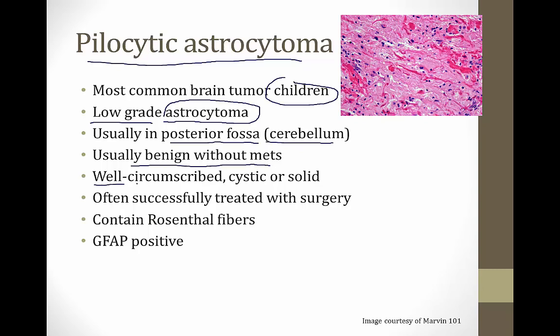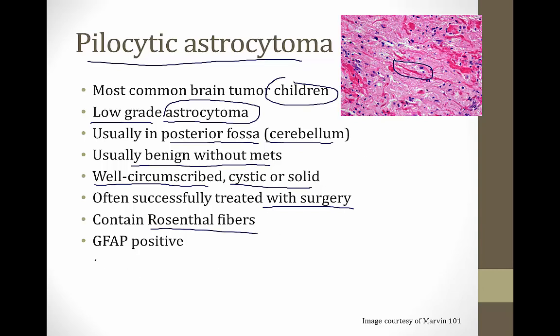They tend to be well circumscribed tumors that are either cystic or solid, and because they are low grade and well circumscribed, they can often be removed surgically, and this will treat the condition. A characteristic finding when you look at these under the microscope is the presence of Rosenthal fibers. If you look at the top right side of the screen here, these long red lines are Rosenthal fibers. These are seen anytime there is gliosis or growth of glial cells, and they can be seen in pilocytic astrocytomas.